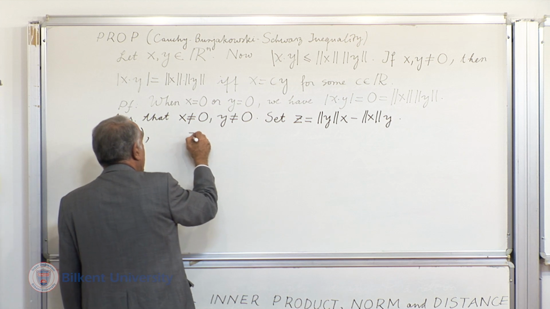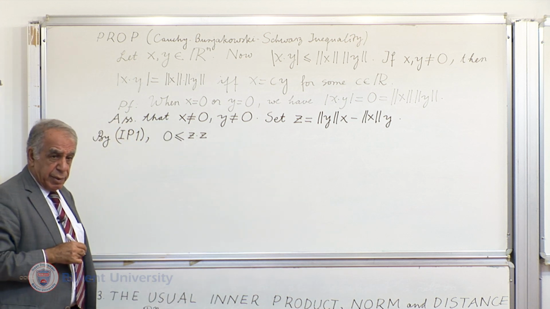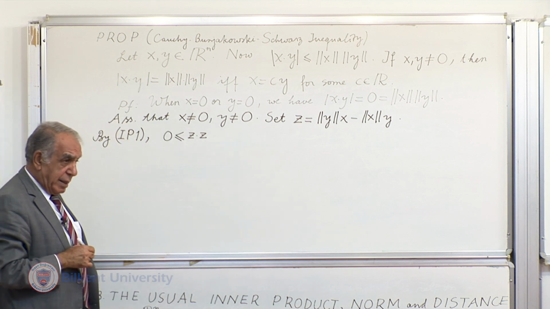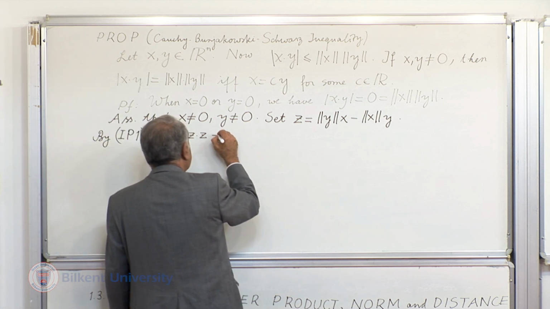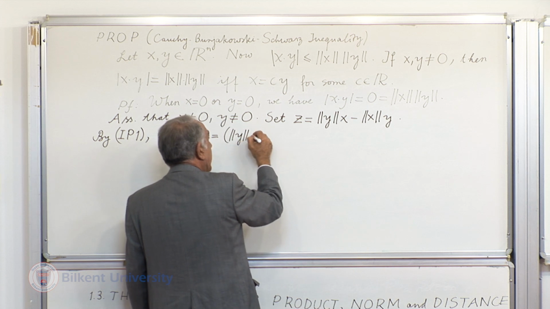By inner product property 1, z dot z, that is larger than or equal to zero. Now let's just carry out this operation.